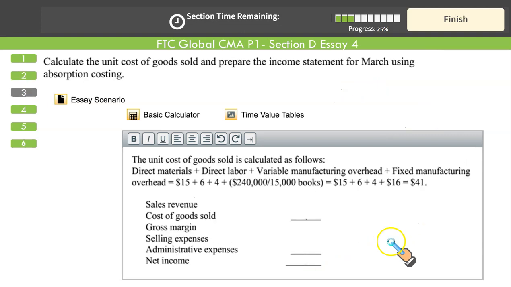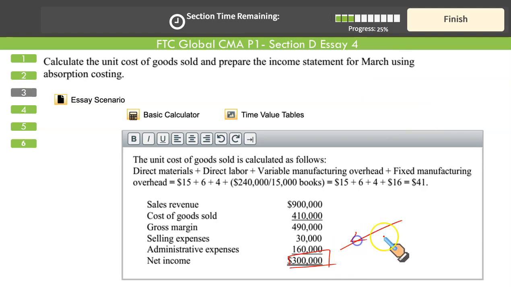Add 80 to it, 300. So whenever your production is more than sales, fixed cost becomes embedded as a part of your finished goods inventory and it doesn't get expensed. Resultantly, your absorption costing profit is higher.